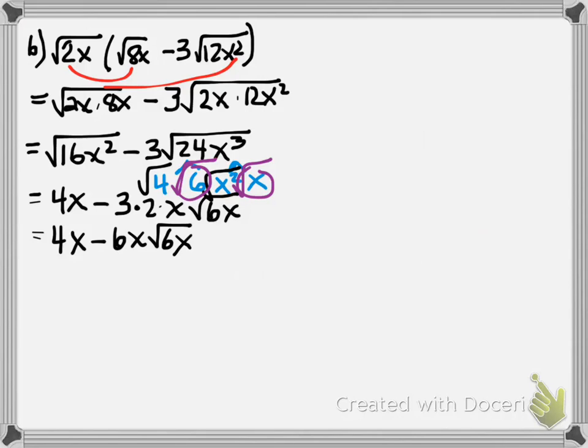And the answer is no, because I still have one of them with a radical attached to it. So we're done. Okay. So speaking of done, let's move on to quotients. We've done enough with the products.